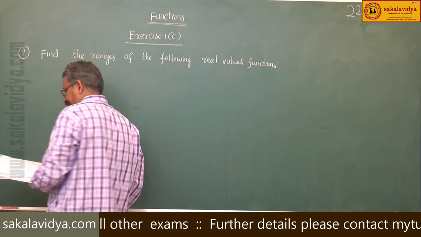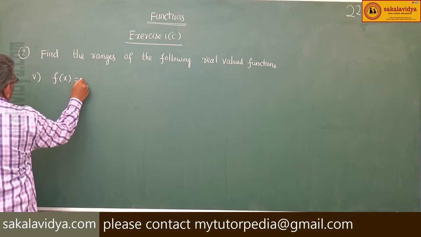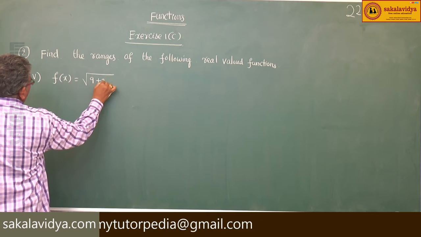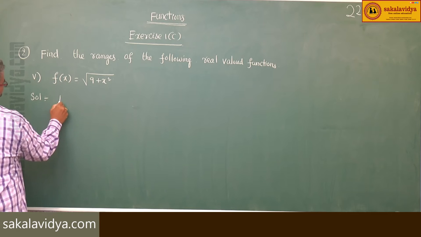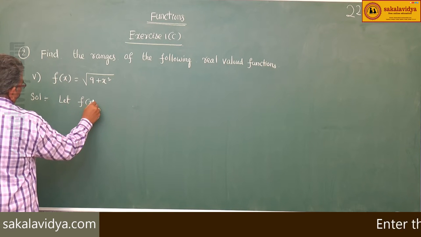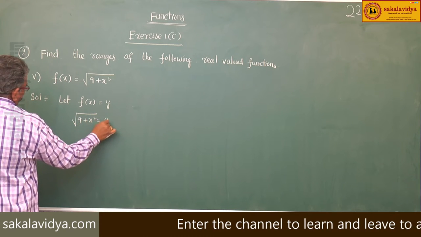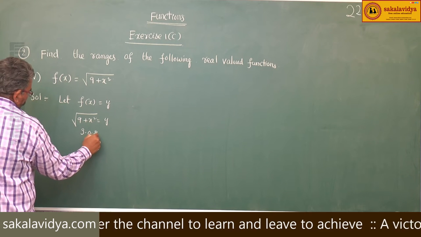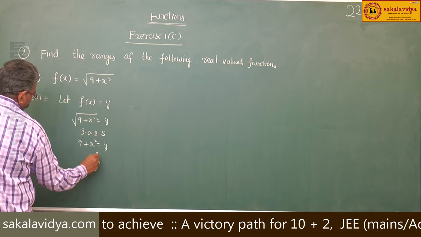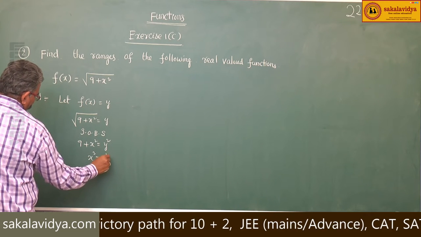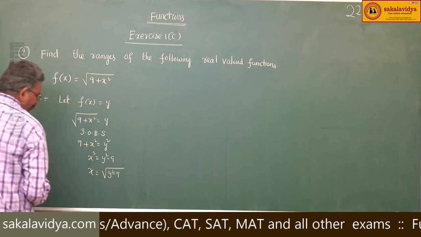Fifth problem. F of x is equal to root of 9 plus x square. Now, to find its range, let f of x equal y. Root of 9 plus x square is equal to y. Squaring on both sides, 9 plus x square equals y square. X square is equal to y square minus 9. X is equal to root of y square minus 9.